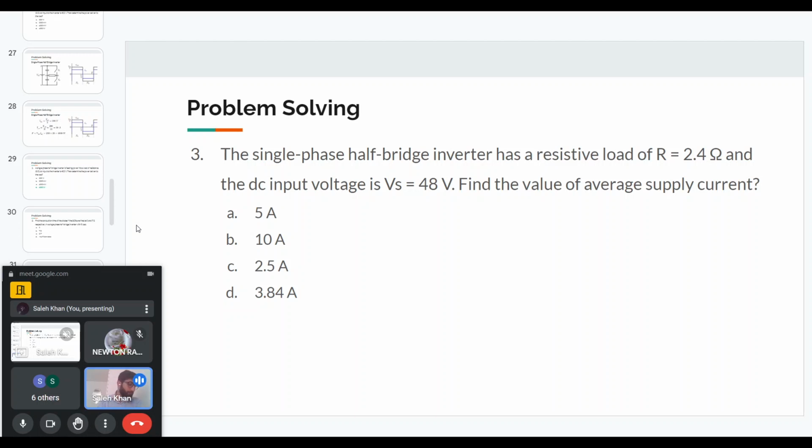Okay, so let us continue. Has anybody tried solving this question? If anybody has tried, you can post your answers in the chat.